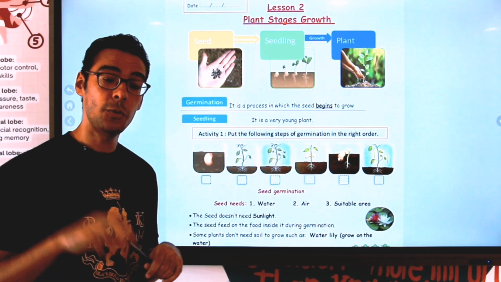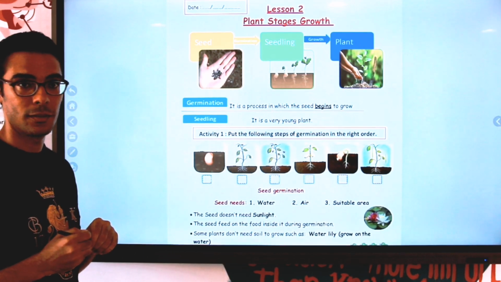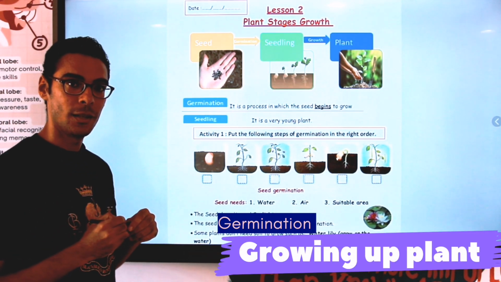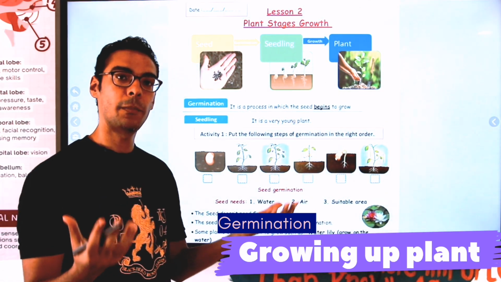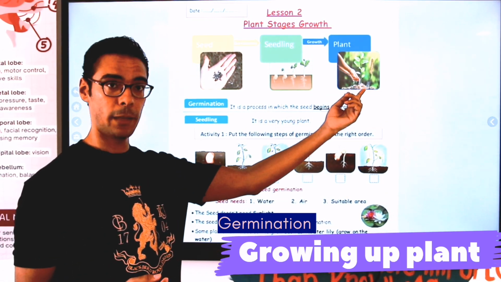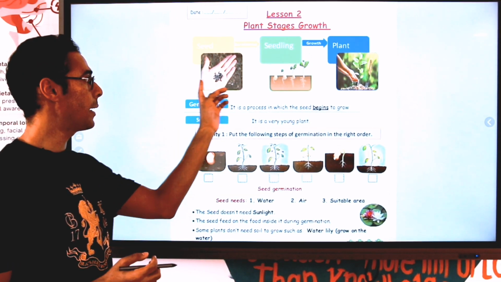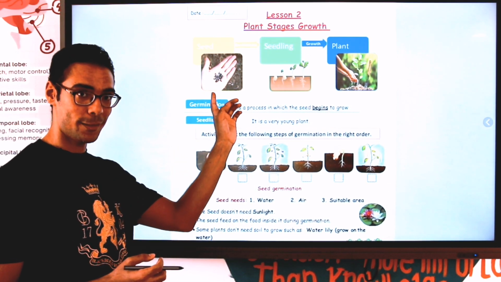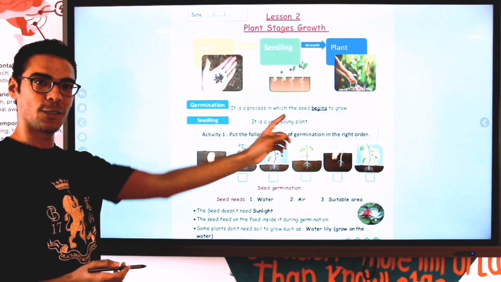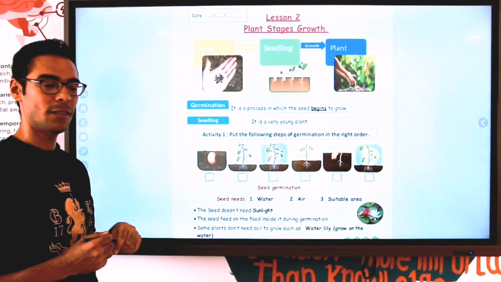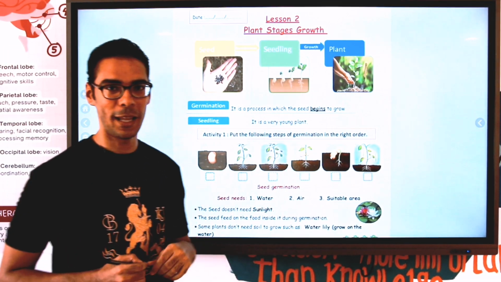That actually refers to two main concepts. The first one, which is really important, the germination. What does it mean, germination? The word germination refers to the process of growing up the plant from a seed into an adult plant. So it's the process that describes the growth stages of plants, starting from a seed, a plant baby, into an adult plant. So let's read the definition together. Germination, it's the process in which the seed begins to grow into an adult plant.